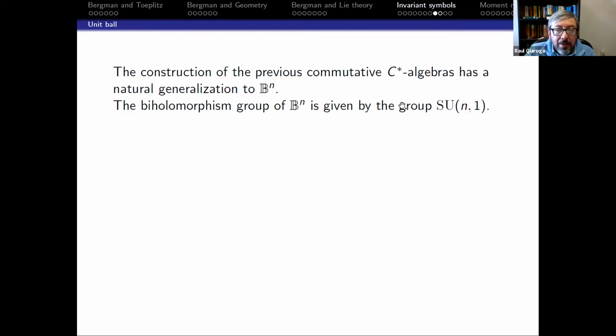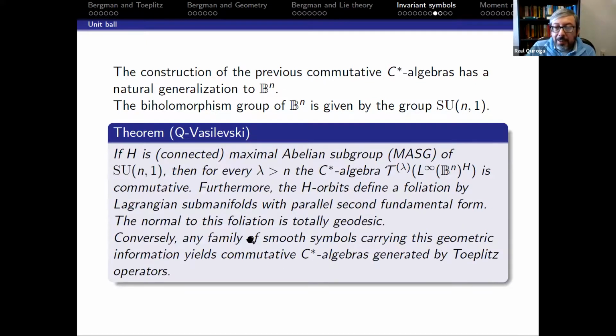Another way is, maybe I can go a bit faster here since I don't have much time, and Nikolai already mentioned this. There are constructions like this with these so-called maximal abelian subgroups. This is the result that Nikolai mentioned, actually with more information, with this Bergman type transform. Maybe just mention that there is some further geometric information. The H orbits define a foliation by Lagrangian submanifolds, again symplectic geometry, with parallel second fundamental form. That corresponds to constant curvature. And the normal is totally geodesic.